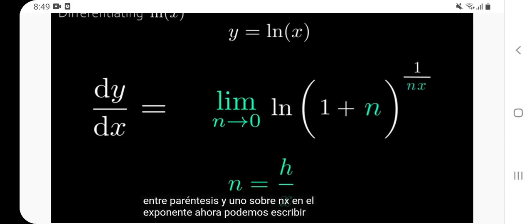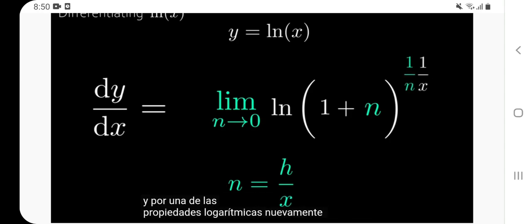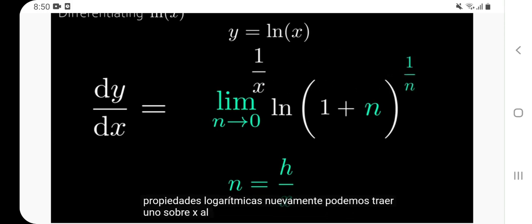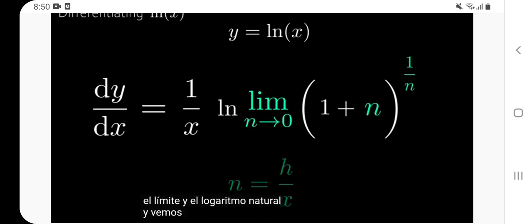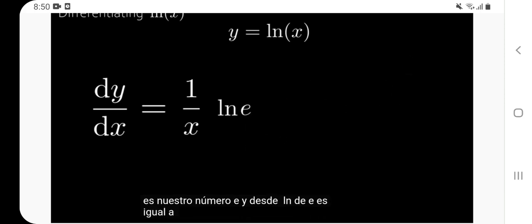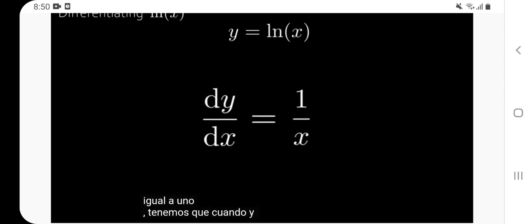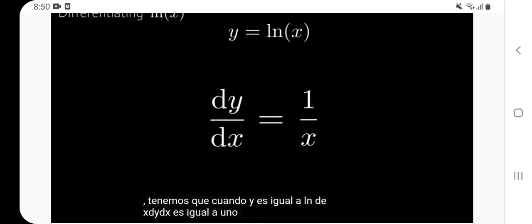Now we can write 1 over nx as 1 over n times 1 over x, and by one of the logarithmic properties again, we can bring 1 over x to the front. Now we can swap the limit and natural logarithm, and we see that this part here is our number e. And since ln of e is equal to 1, we have that when y is equal to ln of x, dy dx is equal to 1 over x.